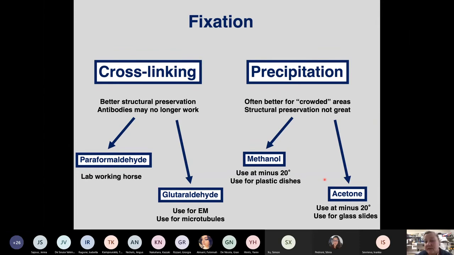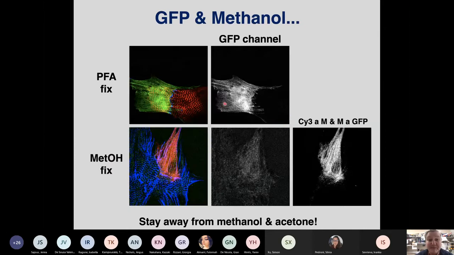And all these solvent-based precipitation methods have to be used at -20. Depending on whether your sample sits on plastic or on glass, you can use either methanol or acetone. If your antibody initially doesn't work with PFA, it's always worthwhile trying whether, with methanol, you can elicit a signal. But while I'm always keen on booze, booze is not always good.